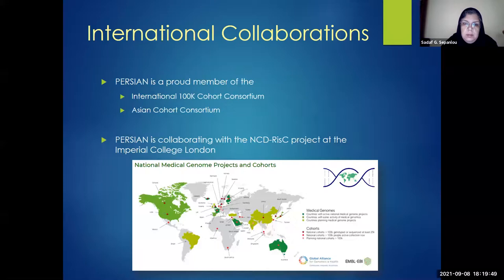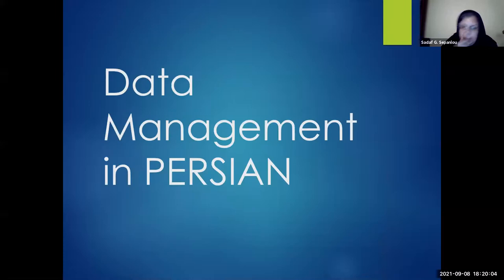Persian is also a member of the international 100,000 cohort consortium and the Asian Cohort Consortium, and we are collaborating with the NCD Risk Factor Collaboration project at Imperial College London. Okay, after introducing the cohort, we now arrive at describing data management in Persian.